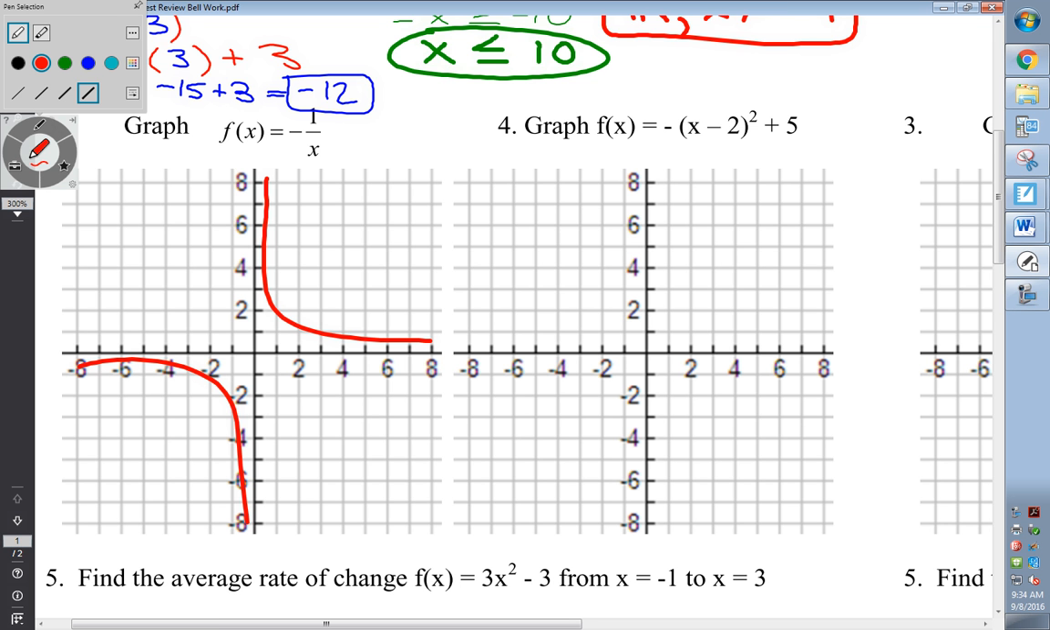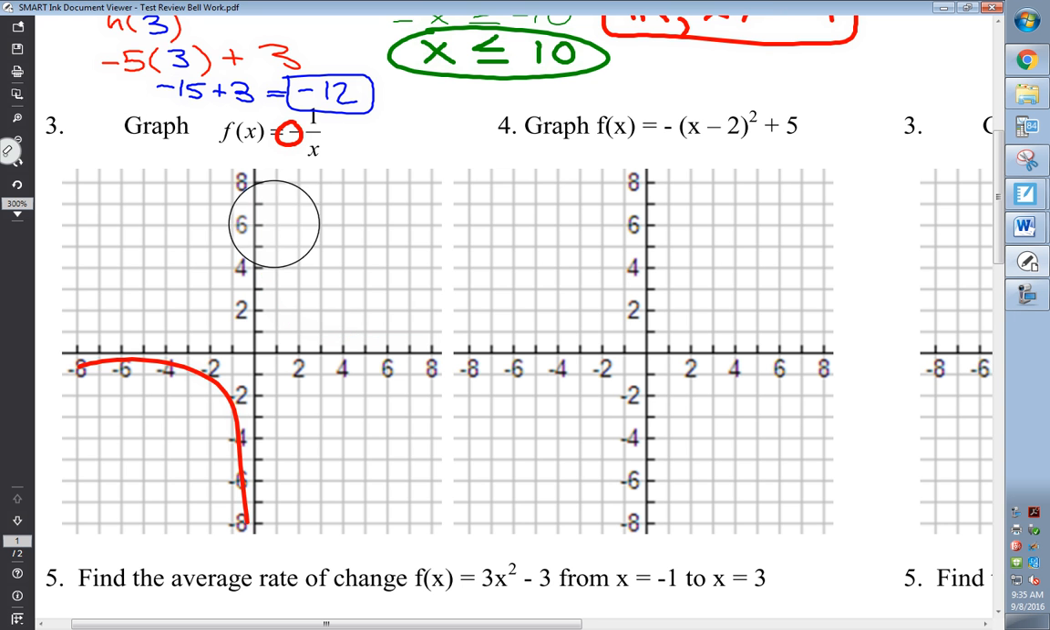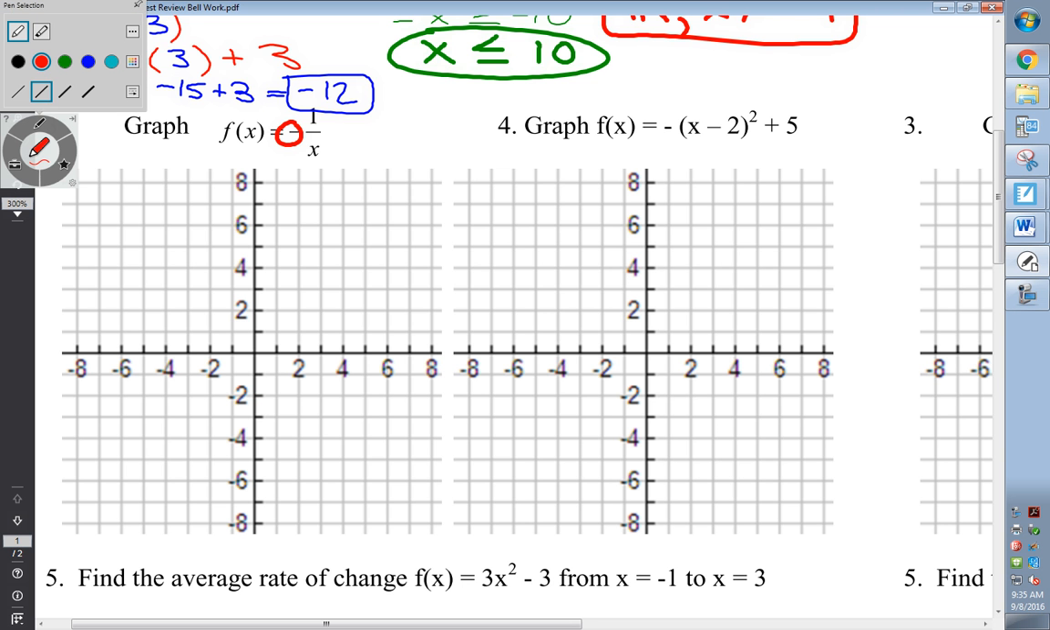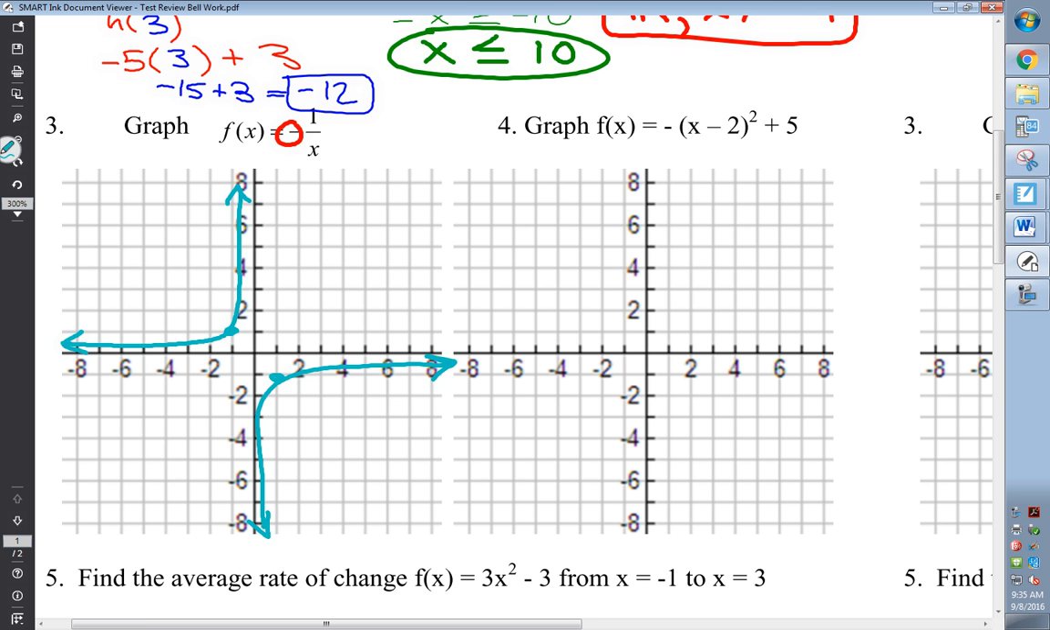Why not, Michael? Because it's negative. What's that negative going to do to my graph? It's going to flip it. It's going to put it in the other two quadrants. So instead of being in the first and the third quadrant, now my graph is in the second and the fourth quadrant. So it's going to look like this instead. Done. It only flipped. It was the only thing that changed.